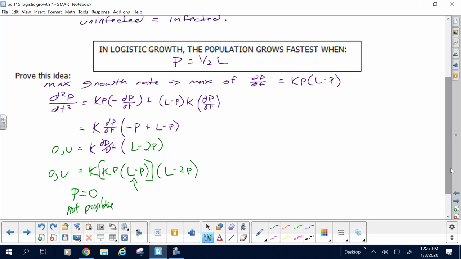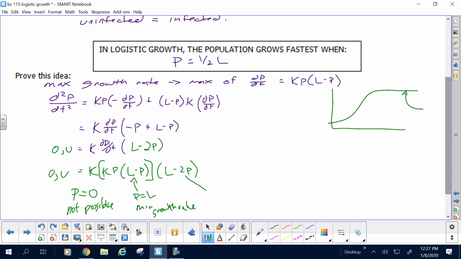What about L minus P equals 0? When P equals L, graphically, we, however, know that that's not a max growth rate, that's a min growth rate. That's the slowest growth rate. It's always positive, but you're approaching the slowest possible growth rate. That's min growth rate.